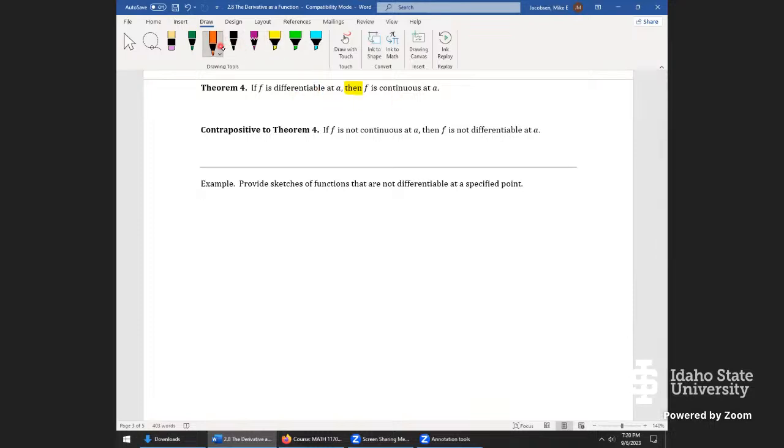I would say the real meat of this theorem is that differentiability is stronger than continuity in that particular sense, because differentiability guarantees continuity.